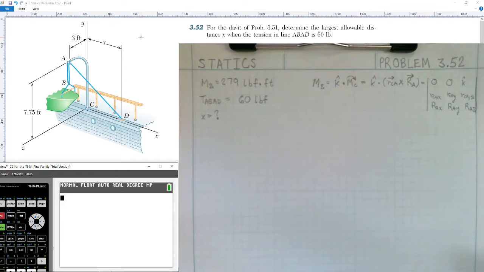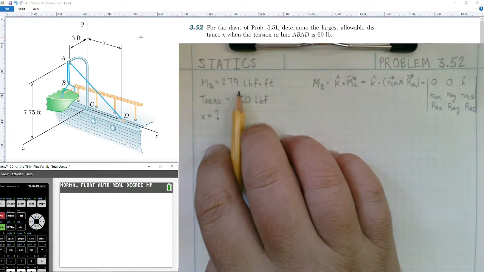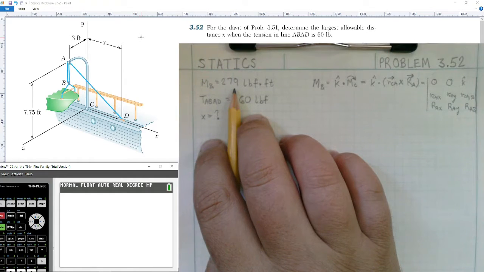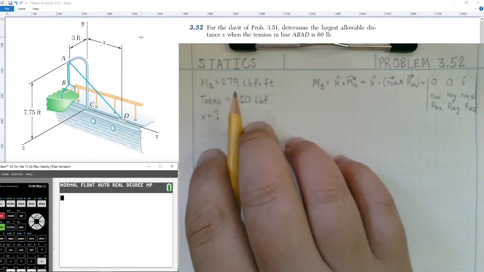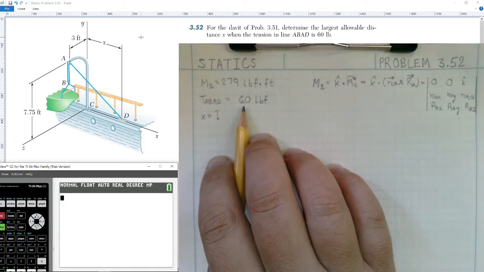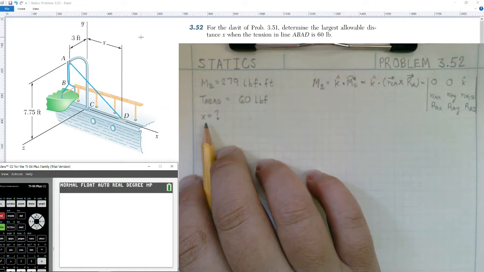I've gone ahead and laid out a few of the things we know from problem 51. They told us in problem 51 the moment about the z-axis, 279 foot-pounds. They've given us the tension in this problem, that's still different, 60 pounds of force. Now they want the distance x, the maximum allowable distance.